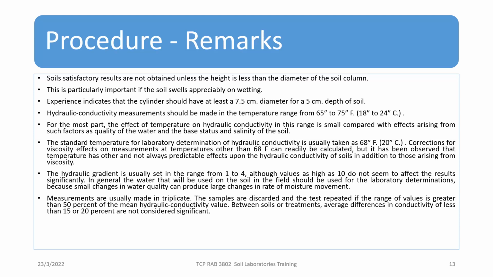The hydraulic gradient is usually set in the range from 1 to 4, although values as high as 10 do not seem to affect the result significantly. In general, the water that will be used on the soil in the field should be used for the laboratory determination.